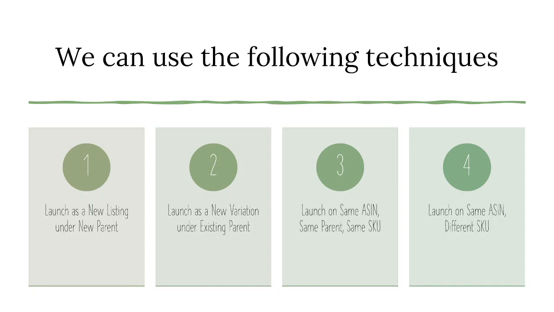One, we may launch as a new listing under a new parent. The second thing is we may launch as a new variation under an existing listing. Third, we may launch on the same ASIN, same parent, same SKU, and the fourth is launch on the same ASIN, different SKU. The first technique is a completely new listing. The second is a new variation under the same parent. Third is the same ASIN, same parent, same SKU. Fourth is the same ASIN but a different SKU.